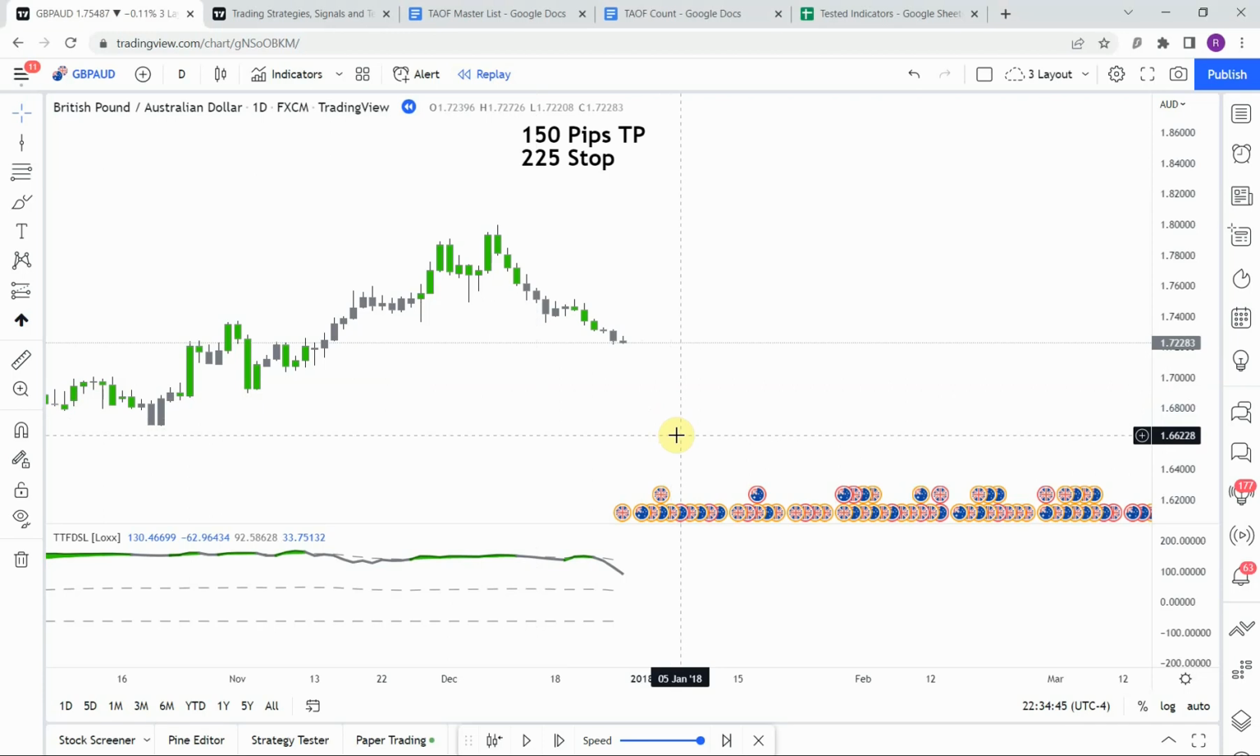Today, we will be testing the trend trigger factor with disconnected signal lines.